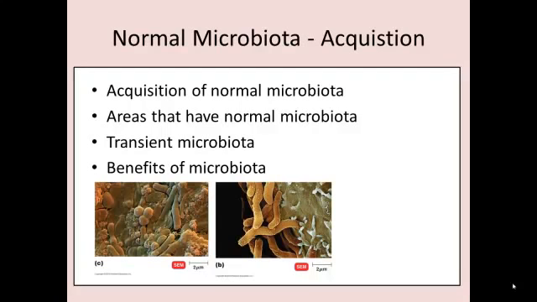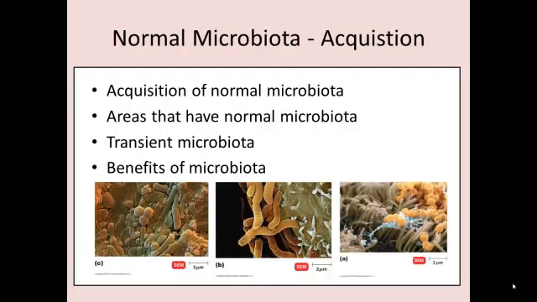In fact, this is a good time to bring up transient microbiota. Transient microbiota are those microbes that are there for 6 months or less. If they're considered resident microbiota, they're there for 6 months or more. They've set up the lease and they're renting the property.